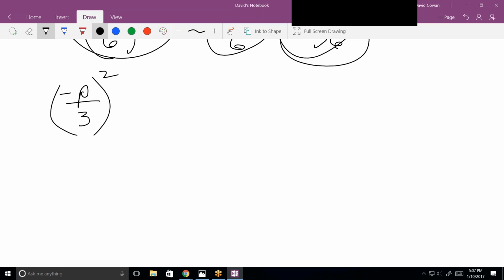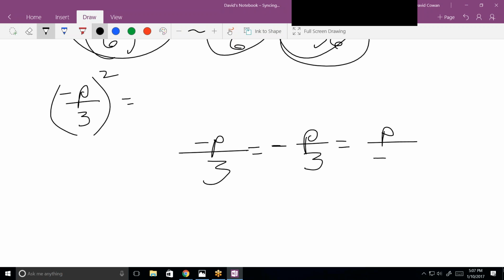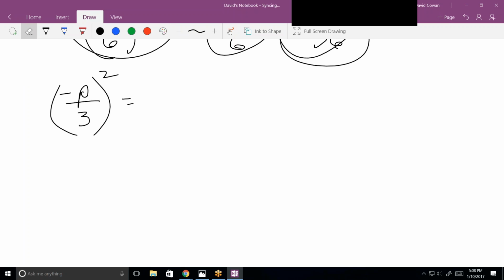Again, I can write this as... Well, first of all, let's talk about something. Negative p over 3 is the same as negative p over 3, and that's the same as p over negative 3. All of those things mean the same. So where I put that negative sign doesn't really matter. If I want, I can think about it as negative p over 3 squared, and I know that when you square a negative number, it turns positive.